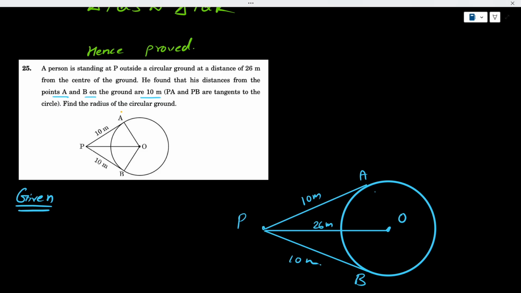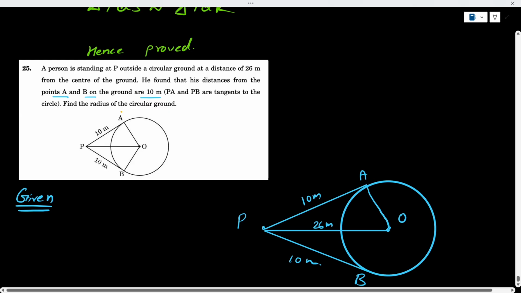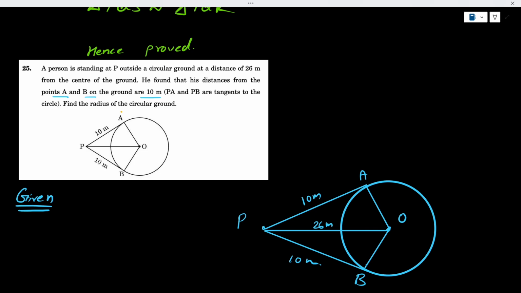You can join O to A. You know that the tangent is always perpendicular to the radius. So here we need to mention that. You can mark a 90-degree angle here, but you need to mention the reason. What do we need to find out here? You need to find out OA, which is the radius.